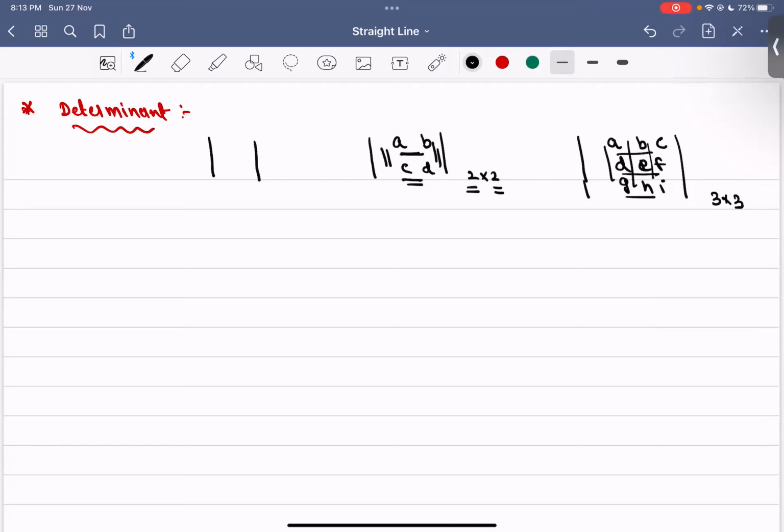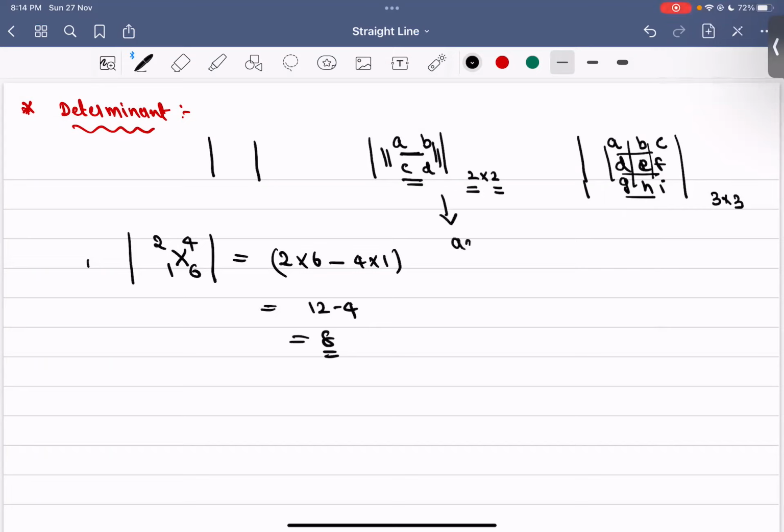Suppose a 2 by 2 determinant with entries 2, 4, 1, 6. To find this determinant, we take 2 into 6 minus 4 into 1. So this is the value of the determinant, that is 12 minus 4. In general, for A, B, C, D, the determinant is AD minus BC. So this is the 2 by 2 determinant. This is example number 1.